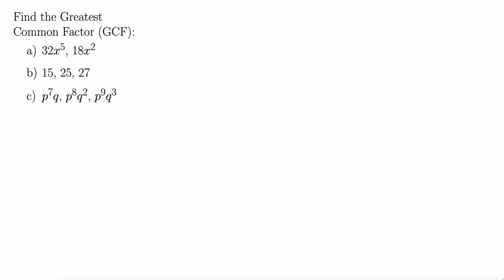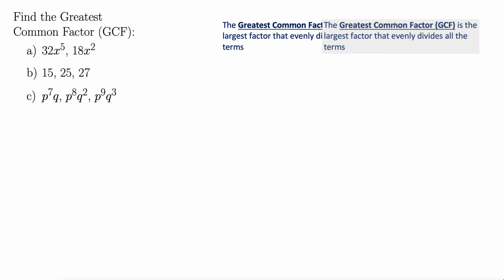Examples in which we want to find the greatest common factor. Let's start with 32x to the 5th, 18x squared. Okay, well, first let's remember what the greatest common factor is. Here, the definition: the largest factor that evenly divides all the terms.